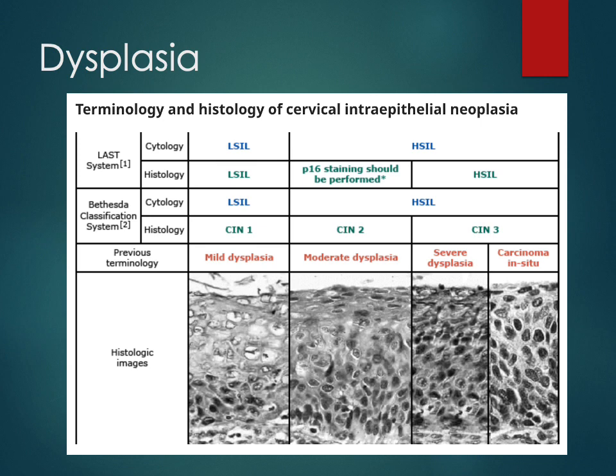So when we talk about dysplasia, there's some terminology that can get a little bit confusing. I think the important thing to remember is that we have cytology and histology. So cytology is what we get on a Pap. Histology is what we get on a cervical biopsy. Cytology is typically described as LSIL or HSIL. The histology is described as CIN 1, 2, or 3. And then we've kind of gone away from the severe dysplasia, carcinoma in situ difference, because it can be hard for that to be consistent between multiple pathologists.